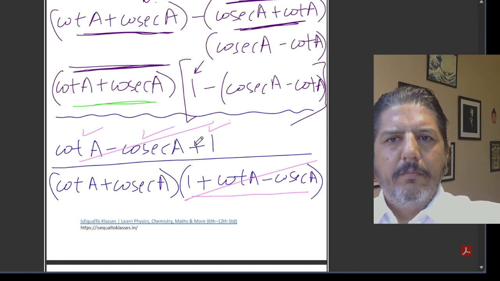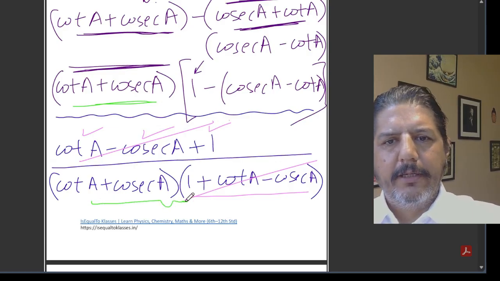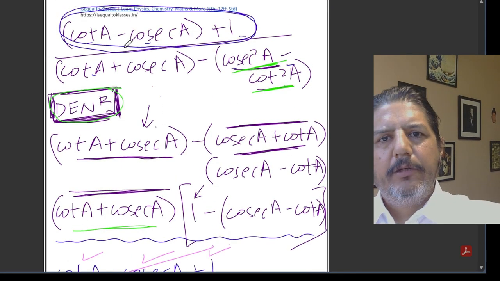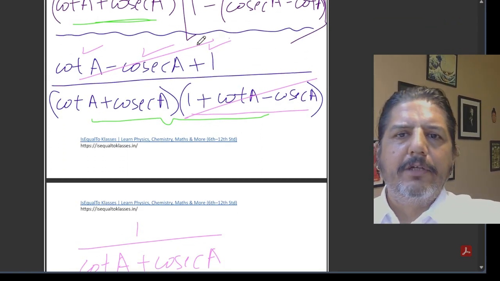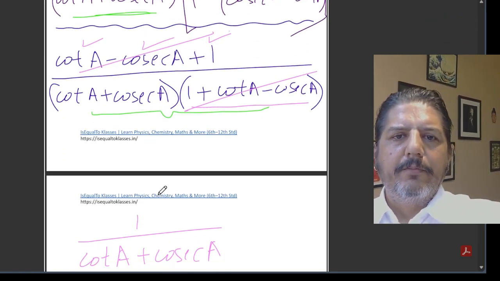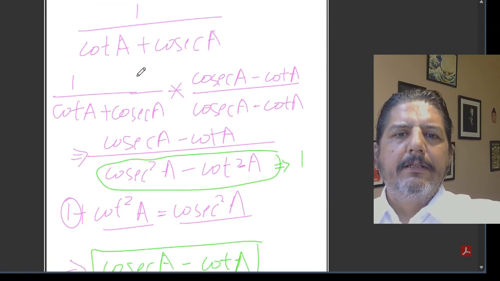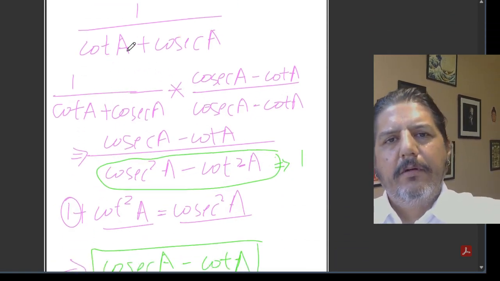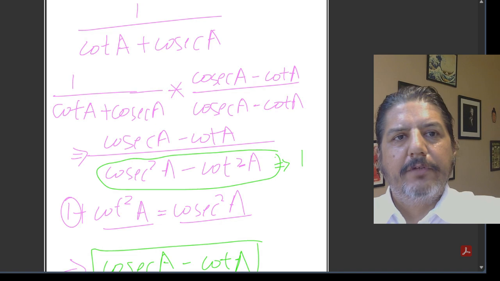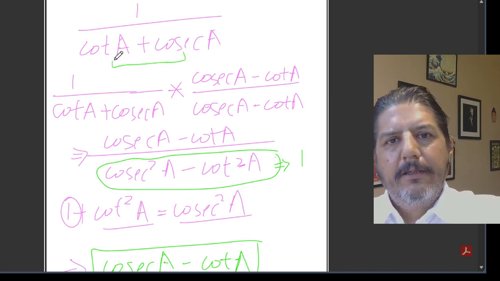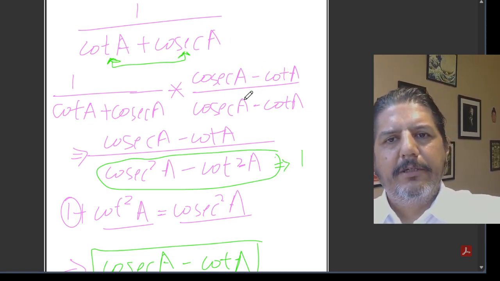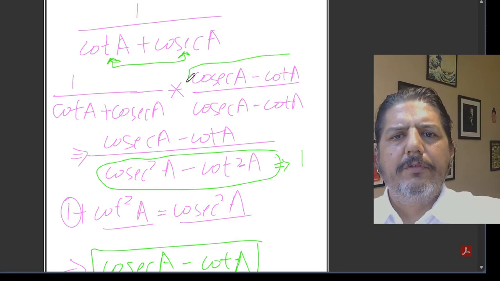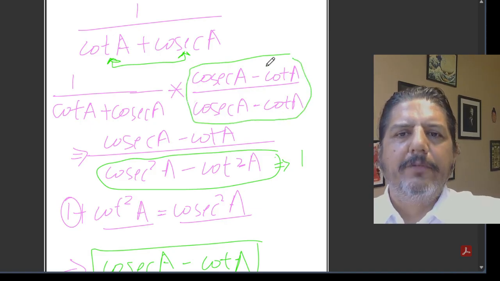Then when I wrote the denominator back and brought the numerator back, cot A minus cosec A plus 1, what I realized was that the numerator would cancel. This is equal to 1 upon cot A plus cosec A. Then basically what I did was I took the denominator and multiplied by cosec A minus cot A in both numerator and denominator, so this whole thing is equal to 1.